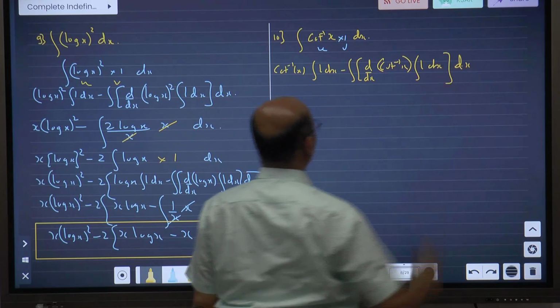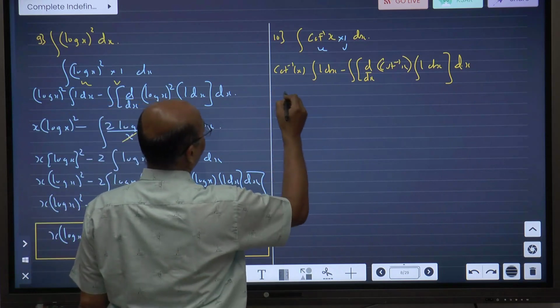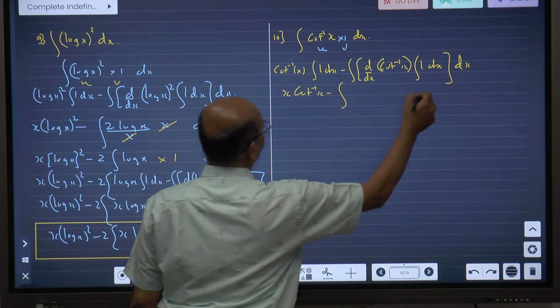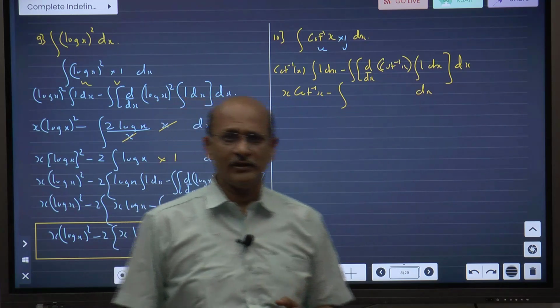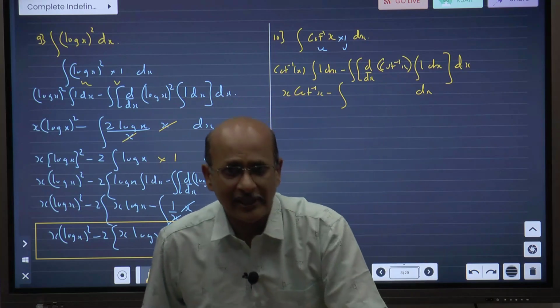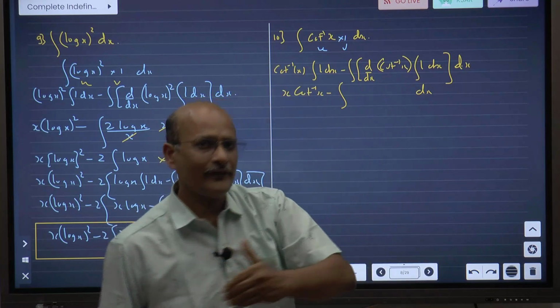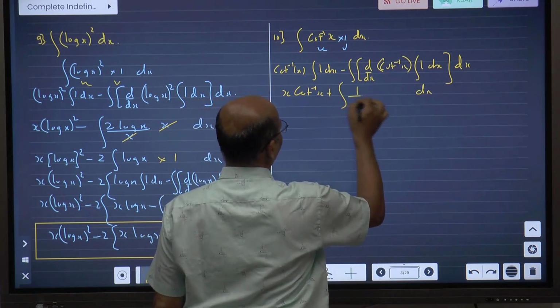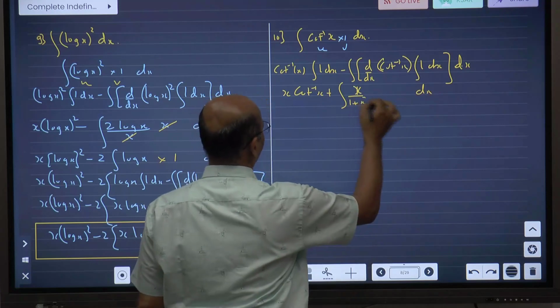Let us see. So this is cot inverse x times integral 1, this is x cot inverse x minus integral, put this dx here, inside the sign. What is the derivative of tan inverse x? 1 upon 1 plus x square. What is the derivative of cot inverse x? Minus 1 upon 1 plus x square. So minus of minus becomes plus here. I am just going ahead: 1 upon 1 plus x square, and this is x dx.